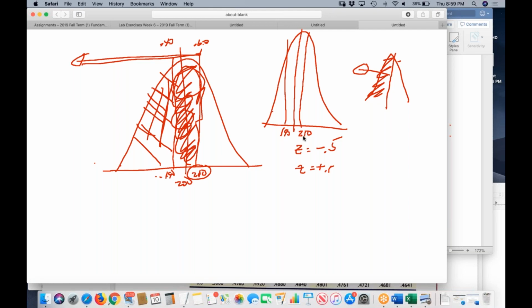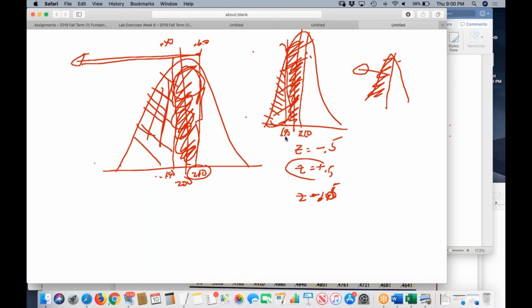So if I find the area for 210, that's going to be a positive 0.5. If I go to the z-table, it's going to give me this area here, the whole thing from that point down. Now if I do it for 190, z equals negative 0.5, that's going to give me the area to the left of 190, which is this. So if I take the area that's below 210 and subtract the area that's below 190, I'm left with this area in here, which is the part that I want.